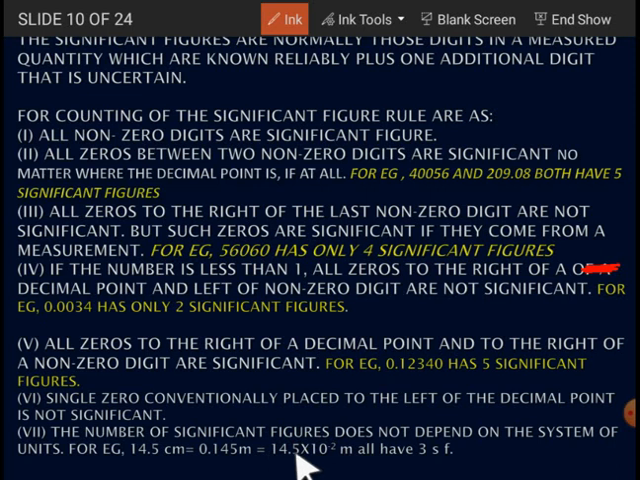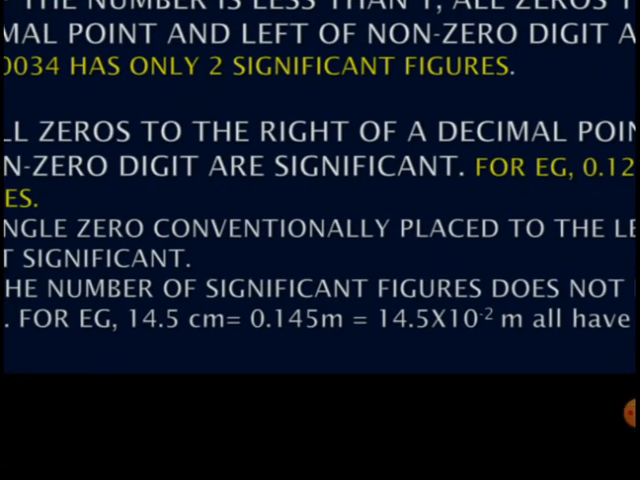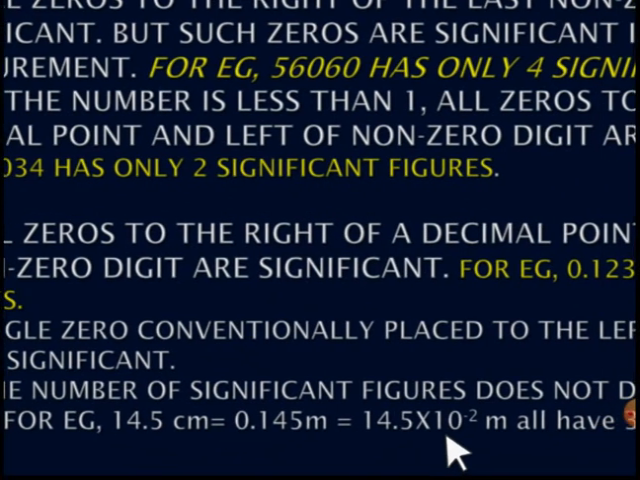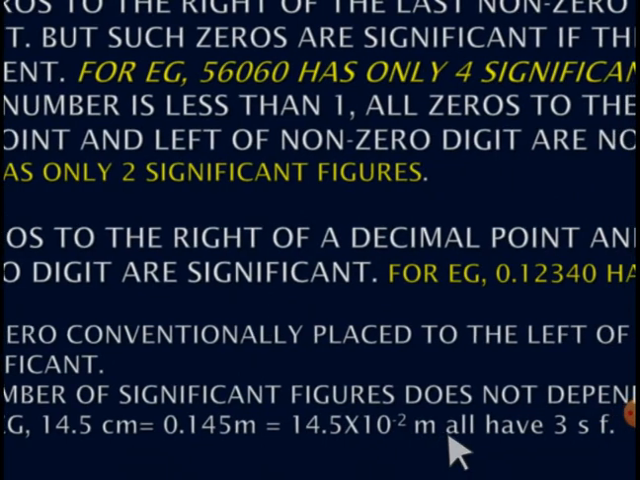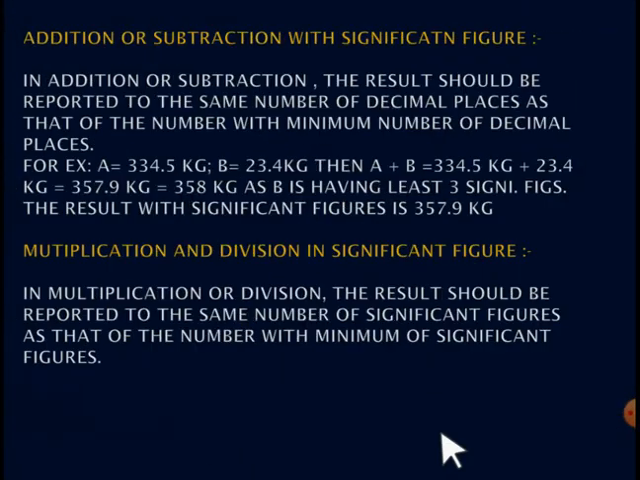So how many digits? 3. So what happened? This 14.5 centimeter, 0.145 meter, or 14.5 into 10 to the power minus 2 meter, all these will have 3 significant figures. If you want to look at it, I will zoom in here like this. So 14.5, 0.145 meter, 14.5 into 10 to the power minus 2 meter, all these will have 3 significant figures.